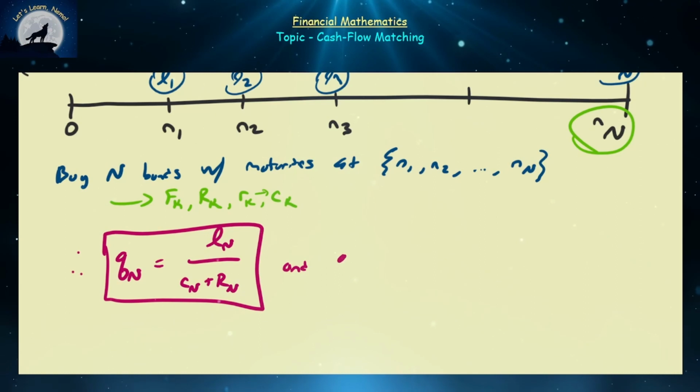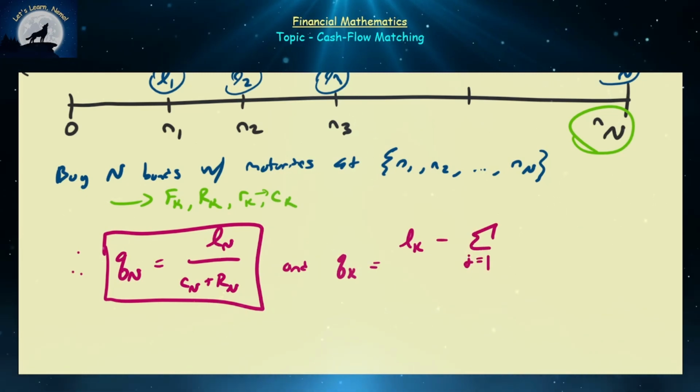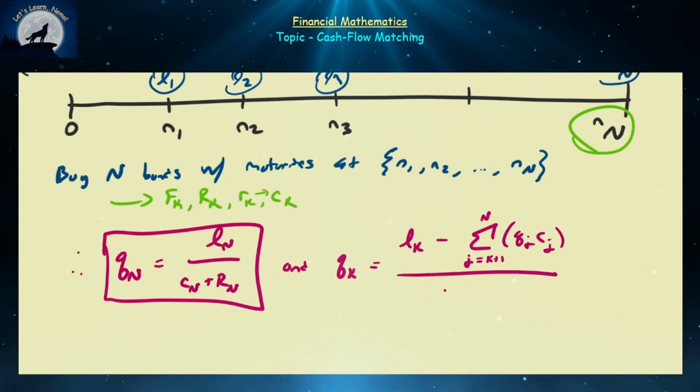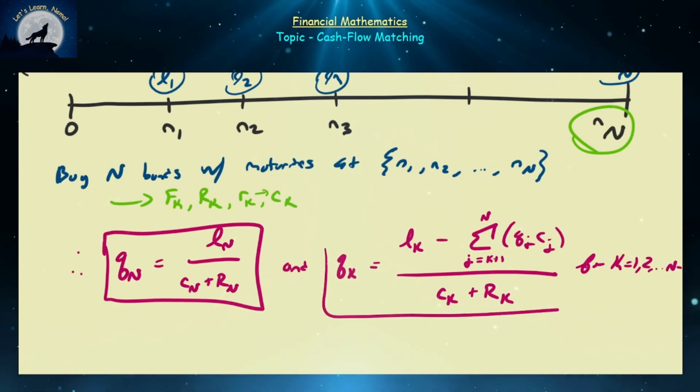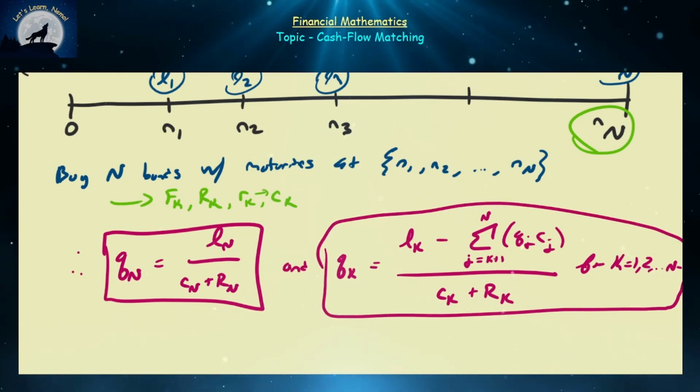And more generally, Qk will be equal to Lk minus the sum from j is equal to k plus 1 all the way up to capital N of Qj Cj, all divided by Ck plus Rk. And this is for k is equal to 1, 2, down to capital N minus 1. Right? So that's the quantities for the other ones. So that gives you an algorithm that you can easily code in whatever coding language you know that can easily do all those calculations for you very swiftly.